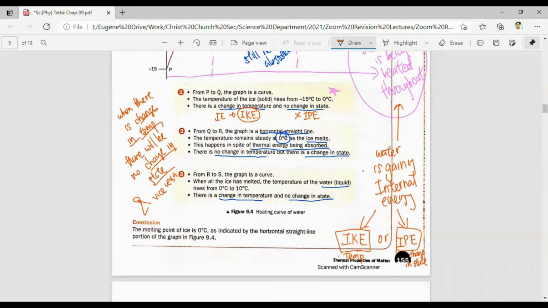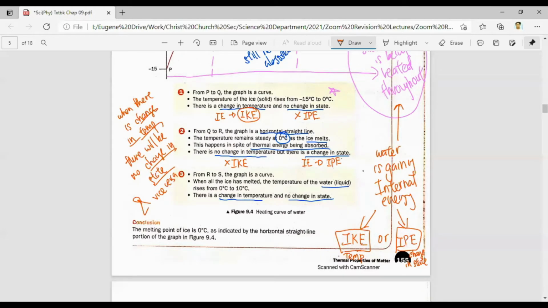At part 2, there's no change in the temperature. That means there's no change happening in terms of the internal kinetic energy. So all the internal energy that's being absorbed is not converted to kinetic energy. All the internal energy absorbed is actually converted into potential energy.